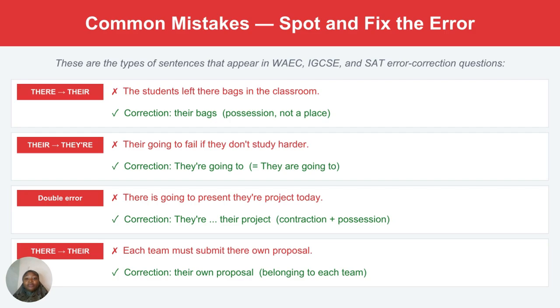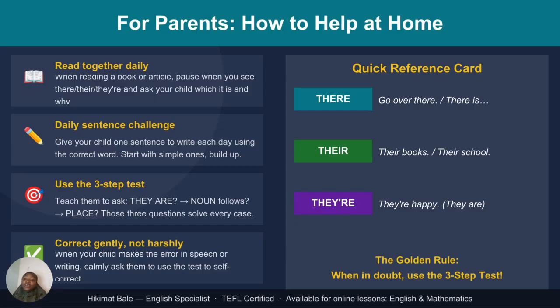For parents watching, you can easily support their learning at home. Try reading together daily and pausing to ask your child which their or they are is being used and why. You can also give them a quick daily sentence challenge using the 3-step test. Now remember, always correct gently and ask them to use the test to self correct so they build confidence.